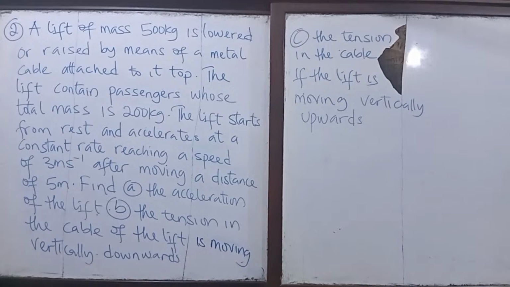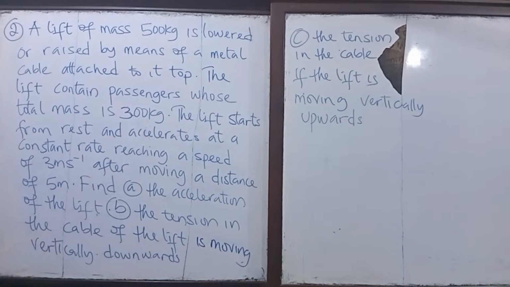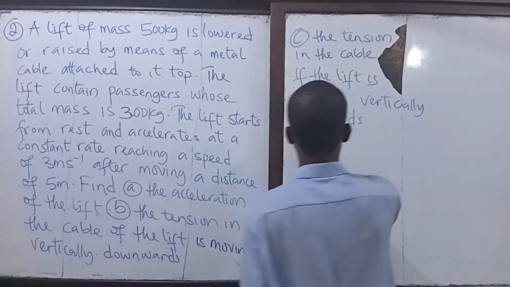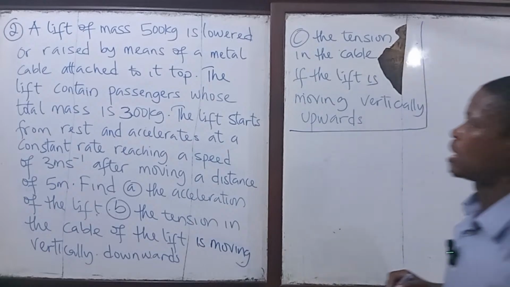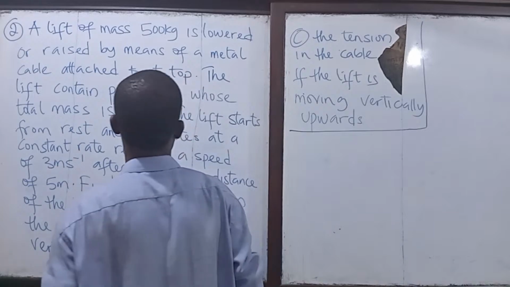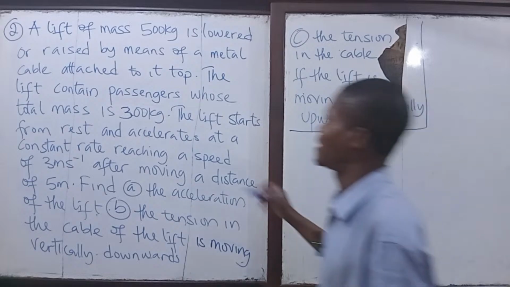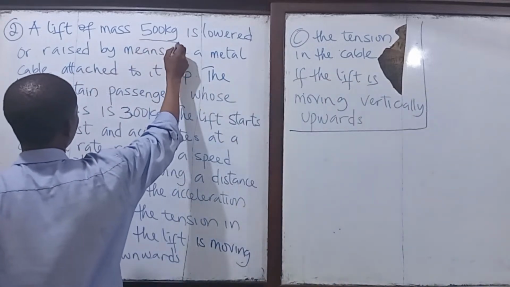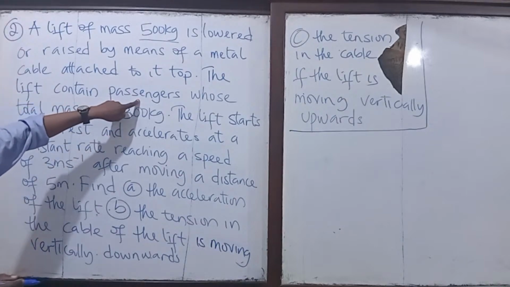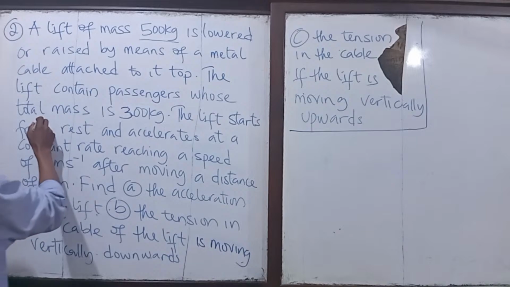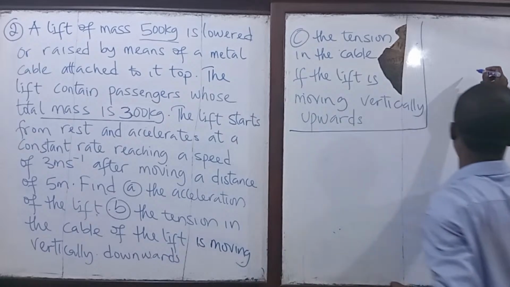So the total mass is 300 kg. This one is 300 kg. Okay, so that's what we have. The first thing we are going to do is to get the parameters of the question. We have a lift of mass 500 kg. That's the mass of the lift. And the lift contains passengers whose total mass is what? That's 300 kg. So we can have the picture of the lift.